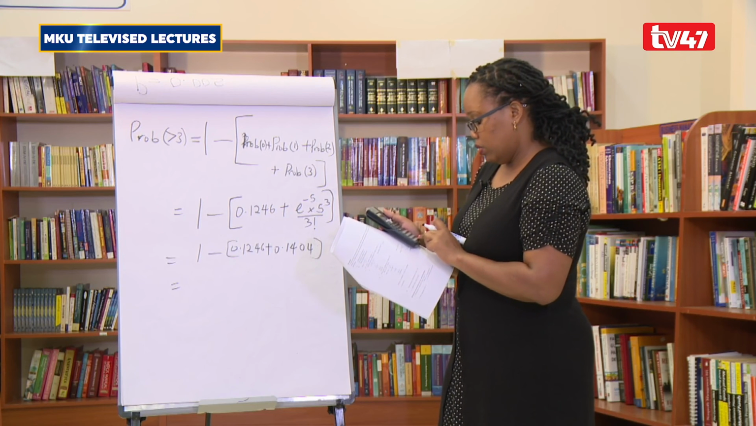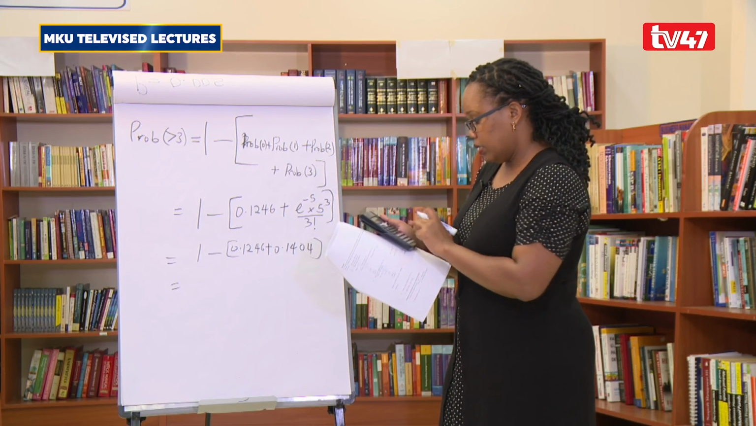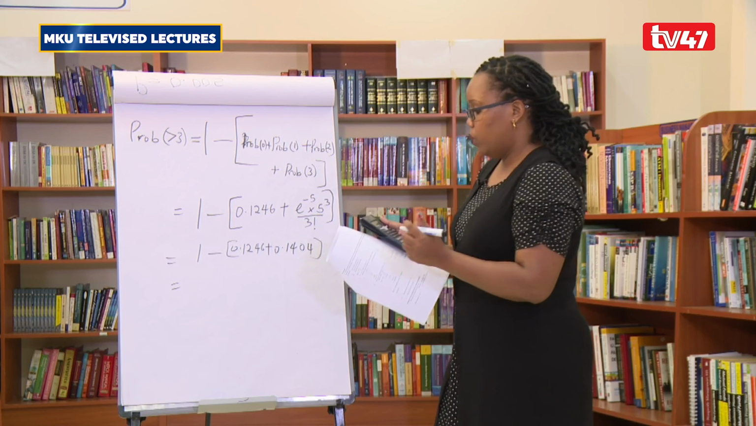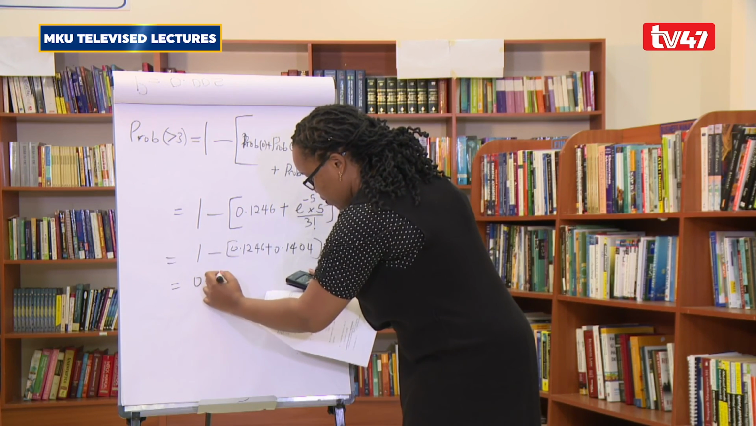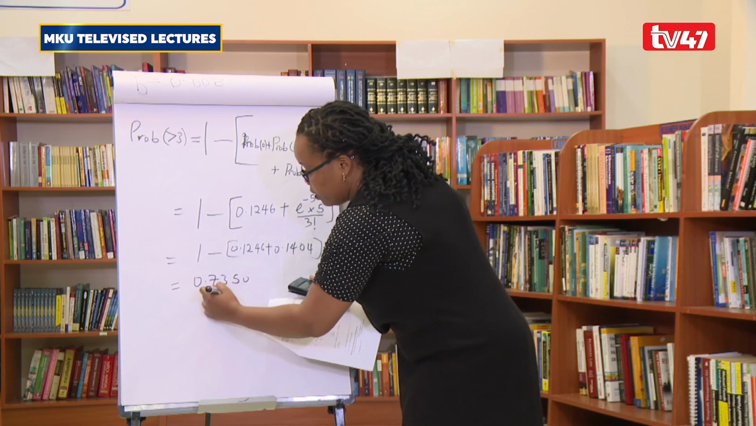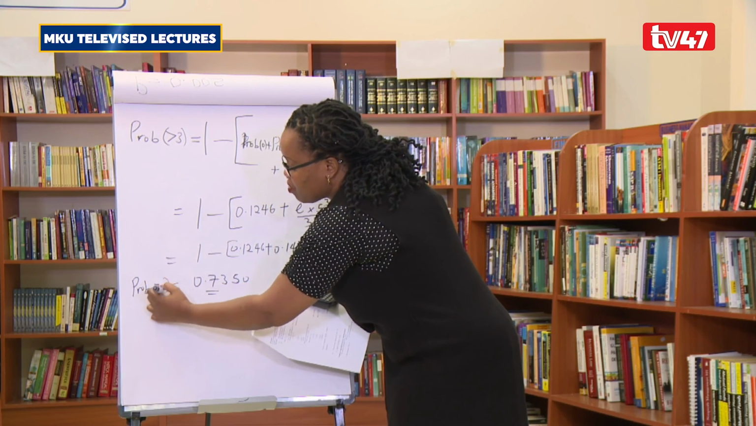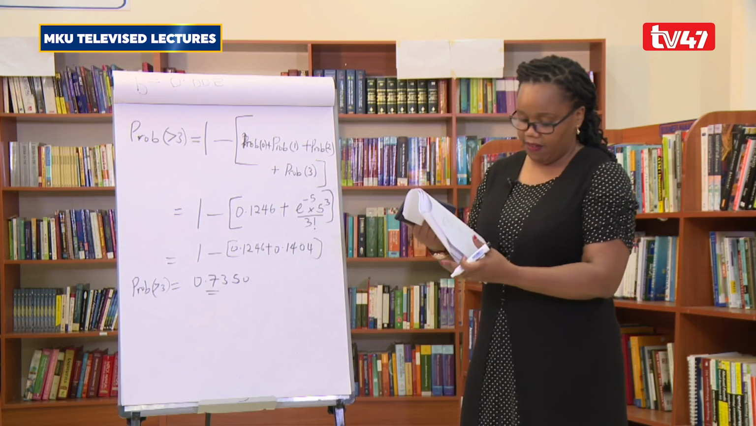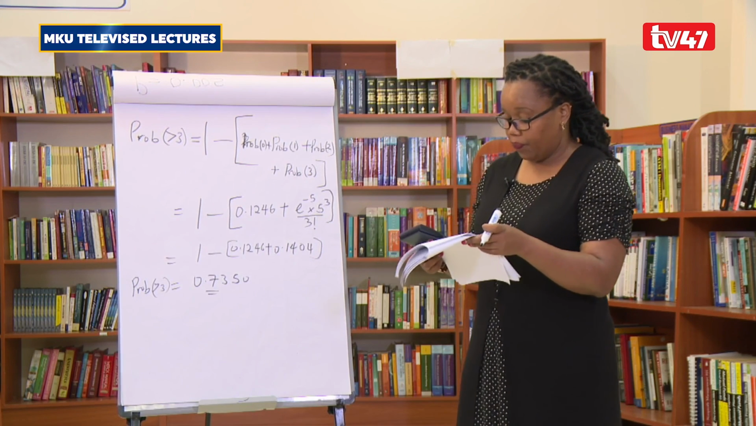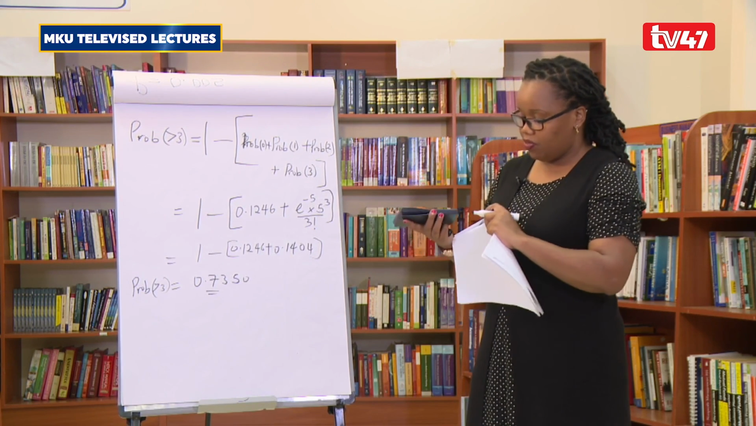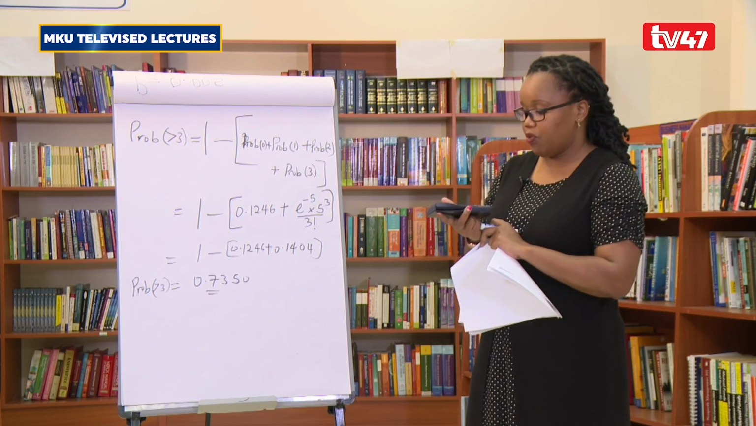0.1246. Okay, so 1 minus the summation, which gives us 0.7350. So probability greater than 3 defective would be 0.7350.